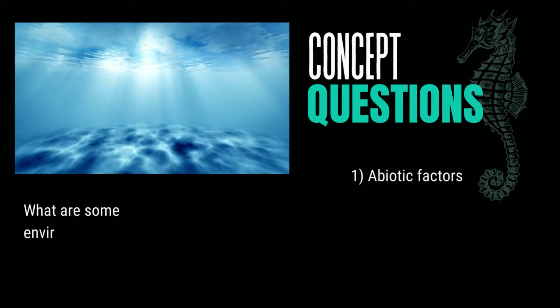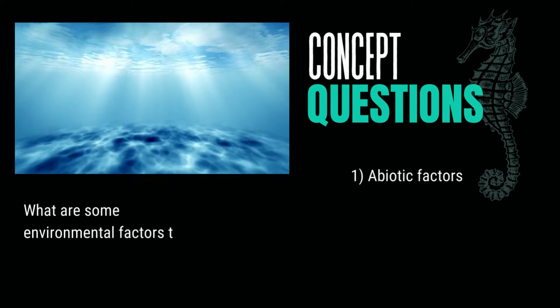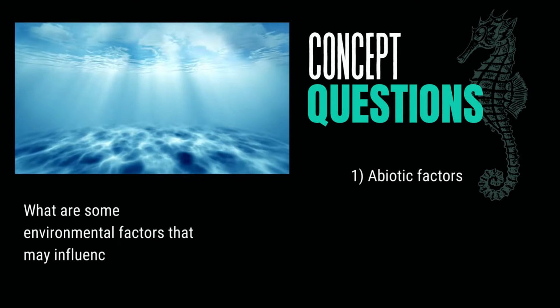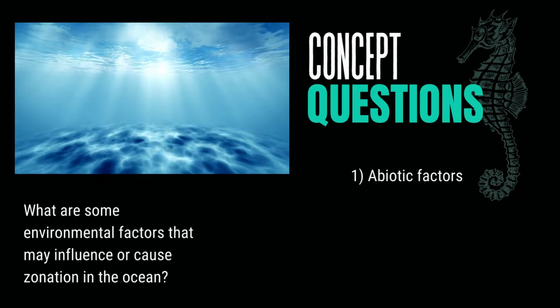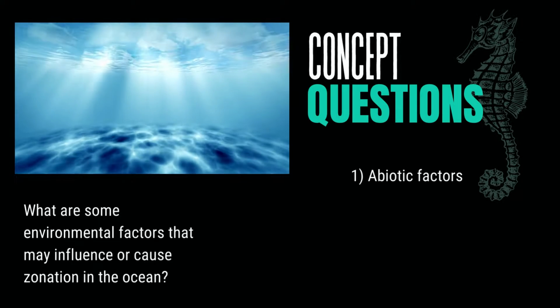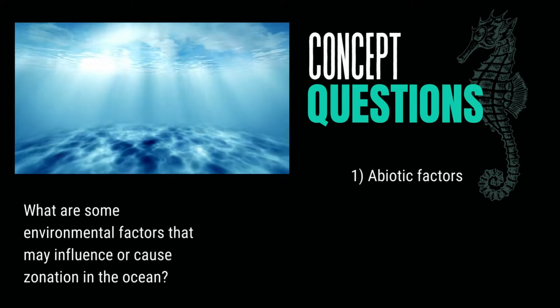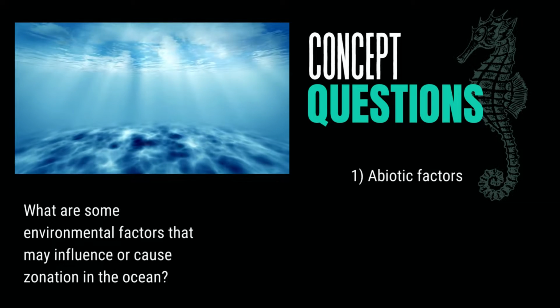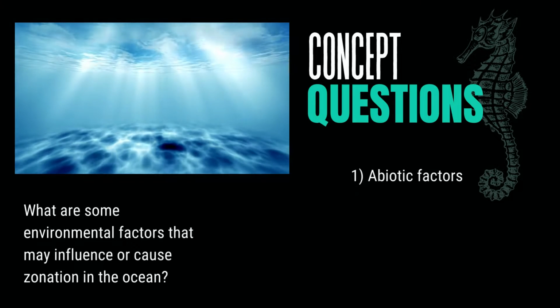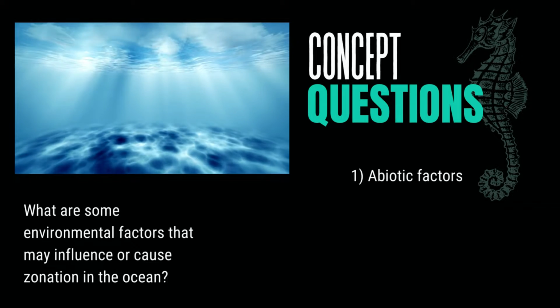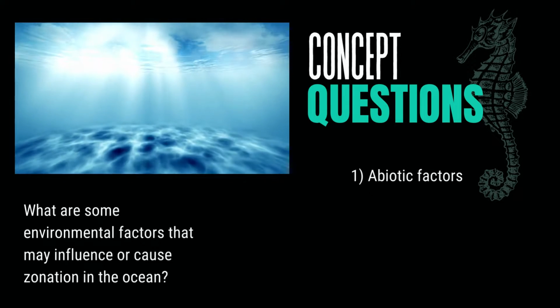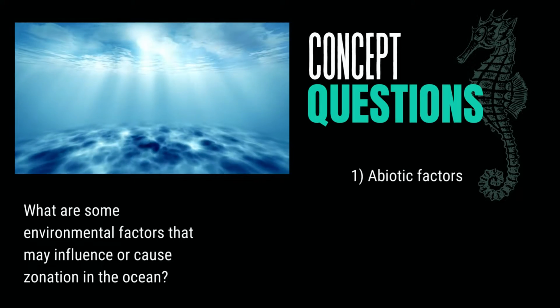What types of environmental factors might be different in these zones? First, we'd like to talk about abiotic factors. Bio meaning life, and the A meaning absence of. So, the absence of living factors, non living factors. These are things that characterize or shape different environments, like sunlight or temperature.